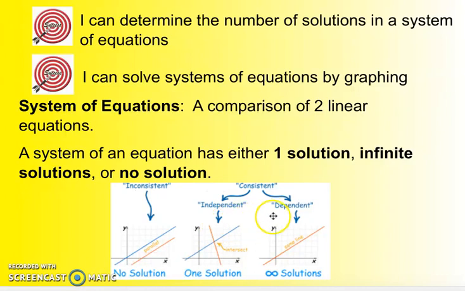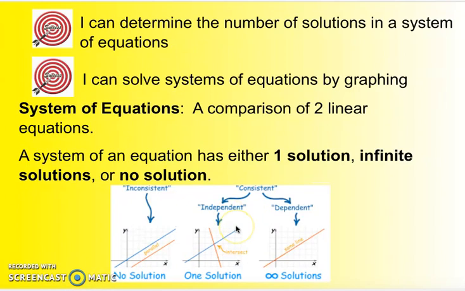One solution and an infinite number of solutions we call consistent, because they do have a solution, or they have more than one solution. A system of equations that has one solution is called independent, because both of those lines are independent of each other. They don't lie on the same line. They only cross at one point. Infinite solutions are called dependent because they depend on each other completely. They are the same line. They share an infinite number of points on a coordinate grid.